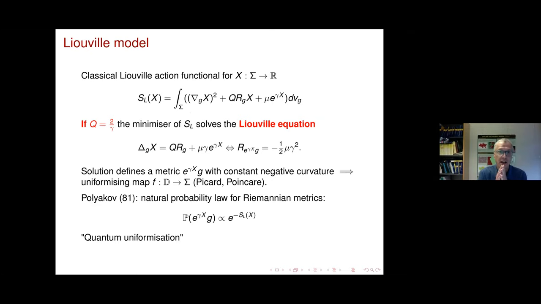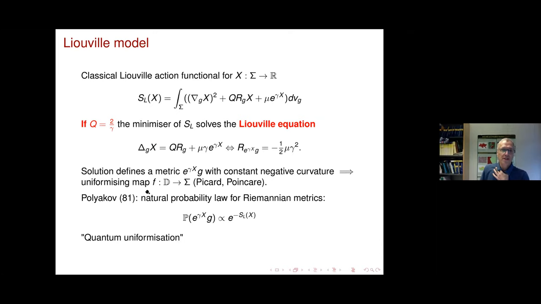That's why it's called Liouville. If you take this number Q here related to the gamma up here, and 2 over gamma, and look at the Euler-Lagrange equation of this action functional, then you get the Liouville equation. The Euler-Lagrange equation, of course, is Laplacian X, blah, blah, blah. This kind of nonlinear equation. And if you write it geometrically, you see that this equation is just saying that the scalar curvature of the metric e to the gamma X times g is given by this constant here, a negative constant. So this is the equation for the following problem. Given a Riemannian metric on your surface, find a multiplicative factor so that the new metric has constant negative curvature. And this was the approach by Picard and Poincaré to the uniformization theorem, namely to show that the Riemann surfaces of genus 2 and more can be uniformized by the disk.